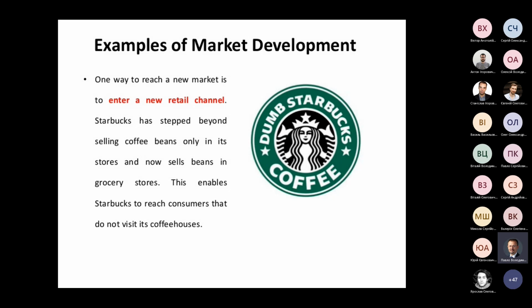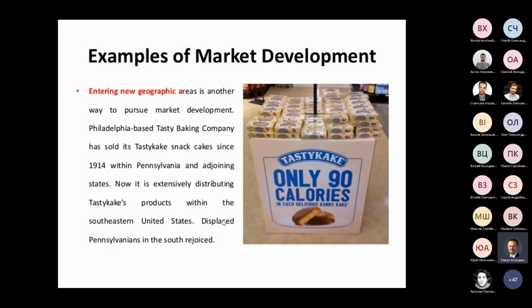Actually, there are a lot of examples of market development strategy. For example, it could be connected with Starbucks. Then they entered new geographical markets, and they opened new stores. But actually, here is the example of another company, but it could be any company when it opens a new market, can be analyzed as the usage of market development strategy.